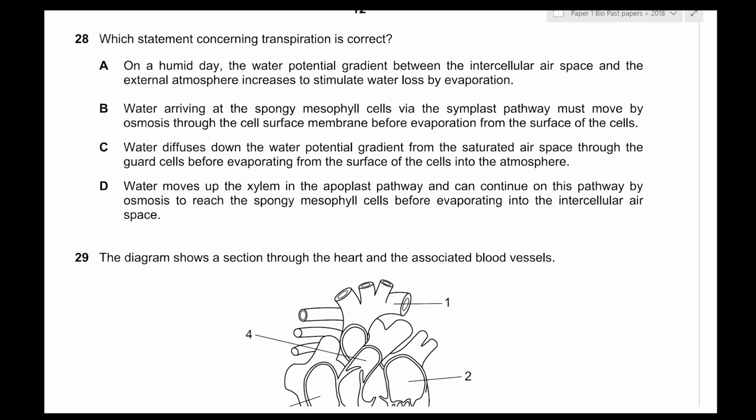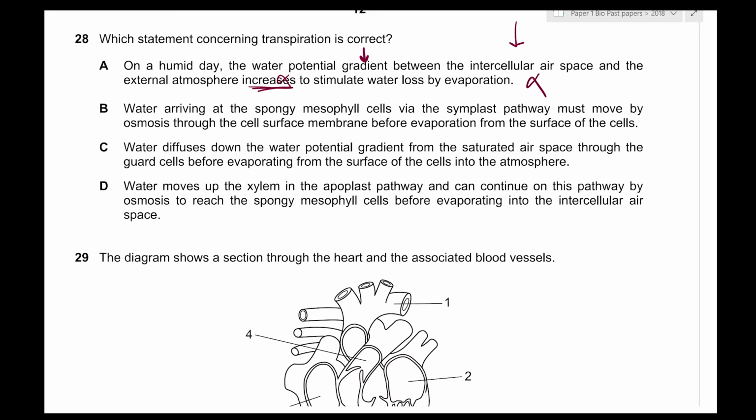Question number 28. Which statement concerning transpiration is correct? So transpiration is loss of water vapor through the stomata. Factors which increase the rate of transpiration are increasing the water potential gradient, increasing the airflow and increasing the temperature. Now let's see the suggestions that we have here. A. On a humid day, the water potential gradient between the intercellular airspace and the external environment increases. Now this is incorrect. The water potential gradient actually decreases. Why, you would ask? Because on a humid day, the concentration of water particles in the atmosphere increases. Therefore, this lowers the water potential gradient and therefore lowers the rate of transpiration.